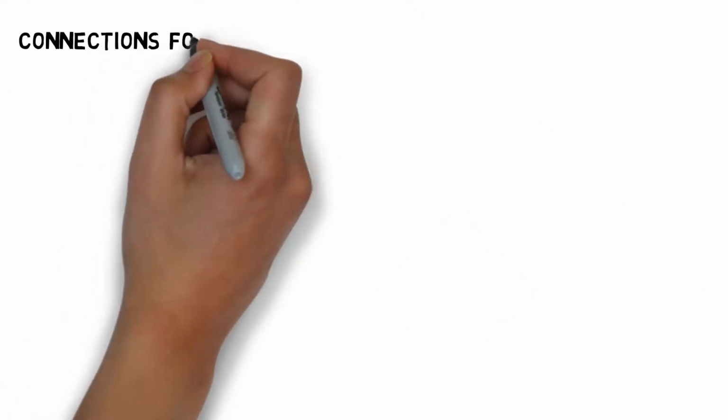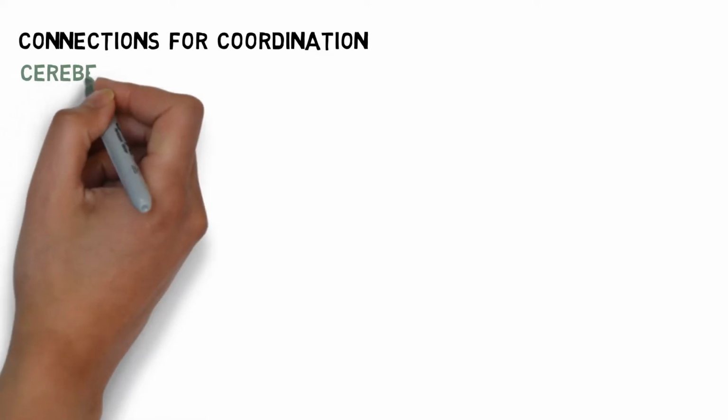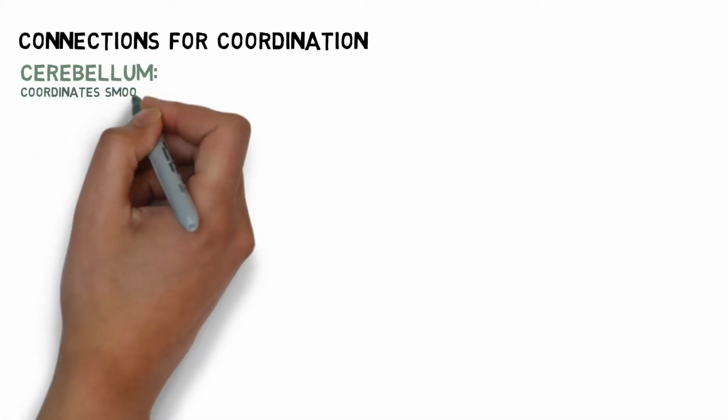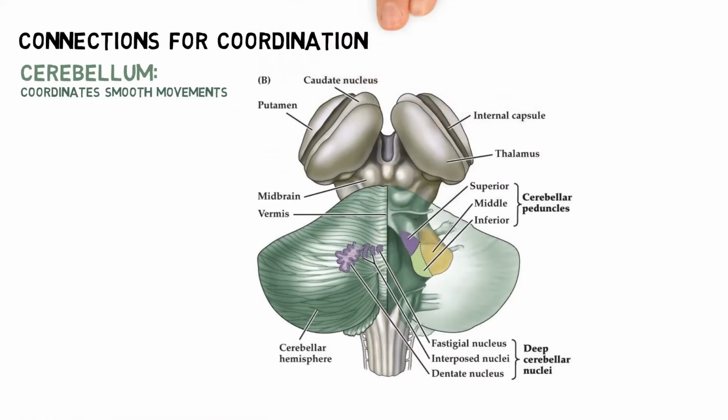This is the video on the connections for coordination. The main structure in the nervous system for the coordination of muscles for smooth movement is the cerebellum, meaning little brain. This lobe of the brain is tucked up under the occipital lobe and is attached to the rest of the brain through 3 peduncles.